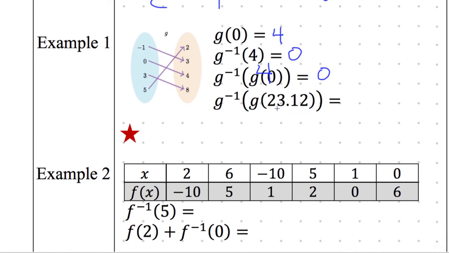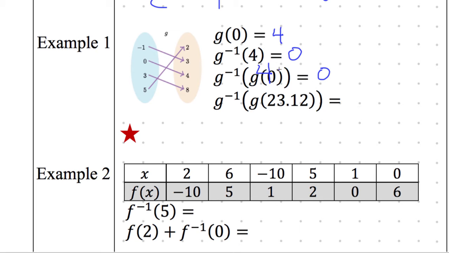Okay, 23.12, I'm putting that into G. Uh-oh, Mr. Snell, 23.12 isn't in here. But I just told you the rule. When I do a composition of inverse and normal functions, you know how to get back. Quiet raised hand. What is the answer to this evaluation? There's only 2 people that know.